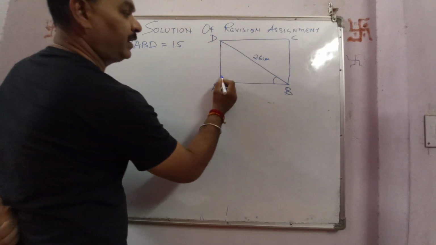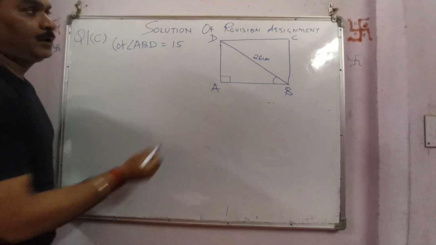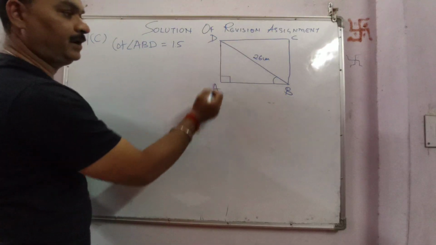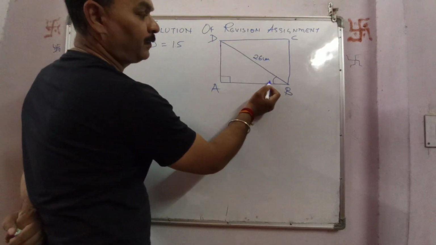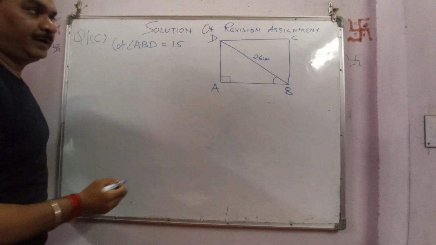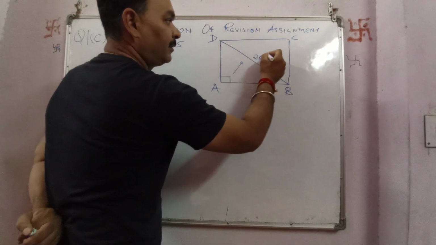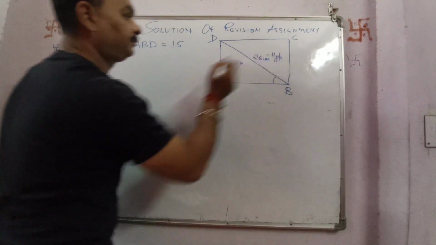Since we all know that each interior angle of a rectangle is 90 degree, so we have a right angle triangle ABD in which one of the trigonometric ratio of one angle is given and one of the side is also provided to us. Since 26 centimeter is opposite to 90 degree, this is the hypotenuse.